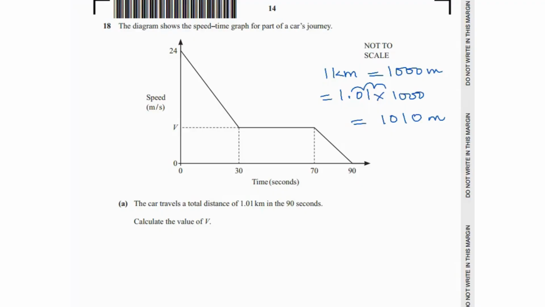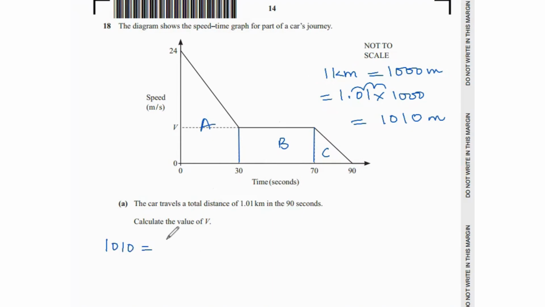Now that we have the distance in meters, we've already discussed that in a speed time graph, area under the graph is your distance. So if area under the graph is our distance, we can split this graph into 3 parts. This is part A, this is part B, this is part C. Part A is a trapezium, part B is a rectangle, and part C is a triangle. So you have 3 different shapes.